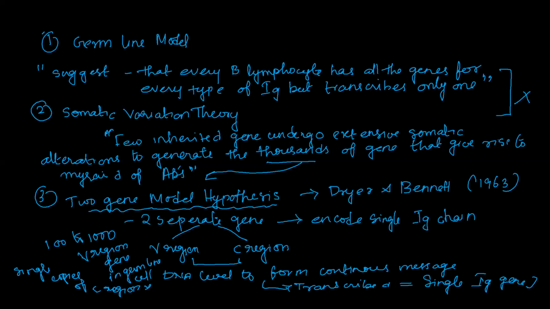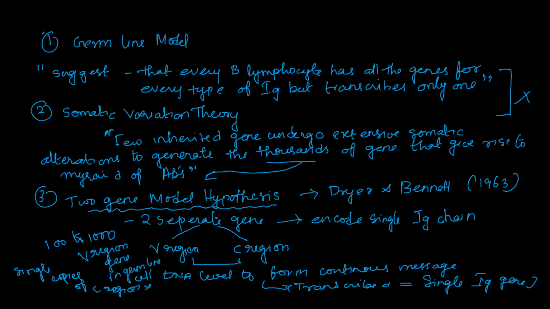So these are a few theories which try to explain antibody diversity, why it is so diverse. The first is the germline model or germline theory, where they suggested that every B cell has all the genes present in it, but can transcribe only one. That is how the diversity has appeared. The next theory is the stochastic variation theory: a few inherited genes undergo extensive mutation and create thousands of genes, which helps the diversity of antibodies. We very well know that these two are not accepted in today's life.